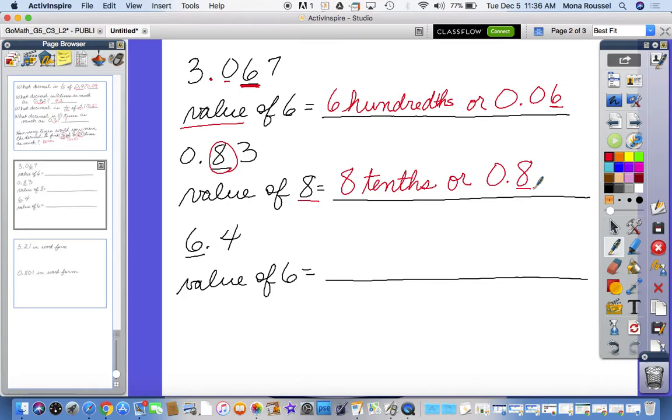Now to find the value of the 6 in this last one, we notice the 6 is actually in front of the decimal. It's in the ones place. A 6 in the ones place is worth 6 ones, or simply the number 6.